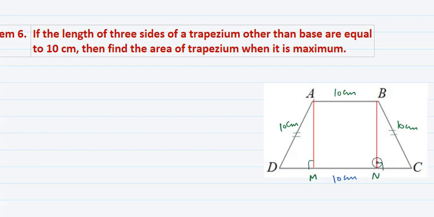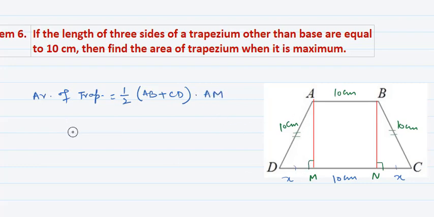Therefore by congruency these two triangles are congruent to each other. So therefore DM is also equal to CN. Let us consider the length of these two as x. As we know, the area of a trapezium is given by half of the sum of parallel sides, that is AB plus CD, into height. Let us take AM as the height.